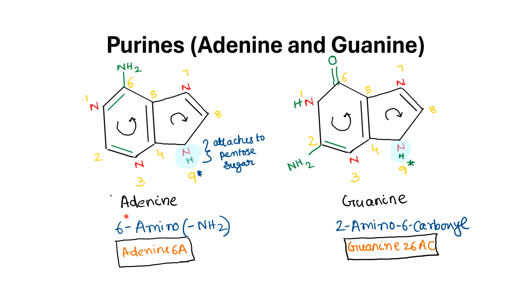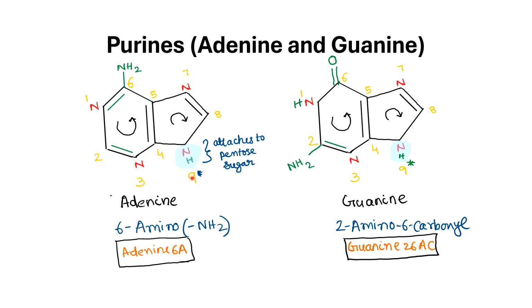Let's now see for adenine. If you see adenine, it will get one amino group at the 6th position. So remember adenine as 6 amino adenine. Okay. And if we see guanine, the amino group comes in number 2 position and 6th position gets the carbonyl group. So guanine is 26AC. A stands for amino, C stands for carbonyl. Easy to remember.